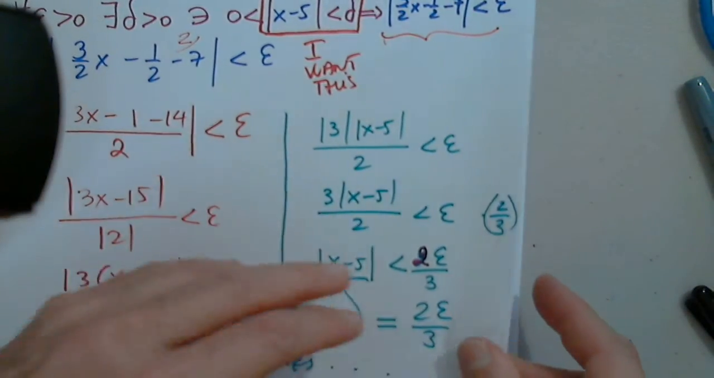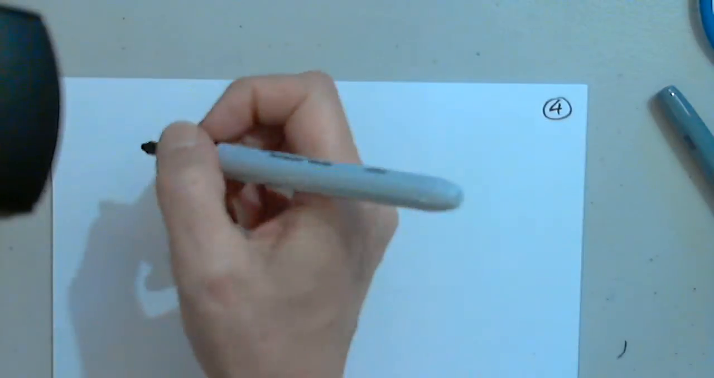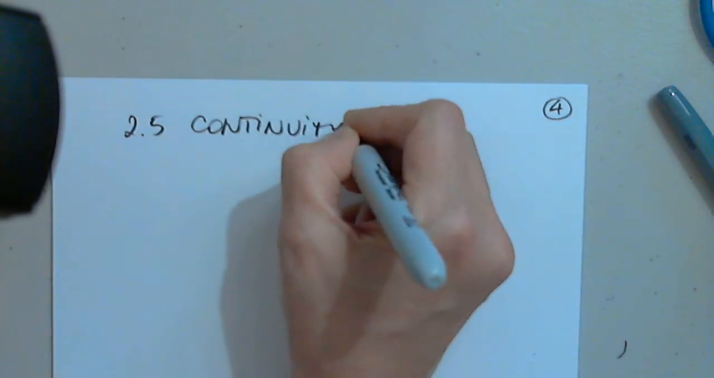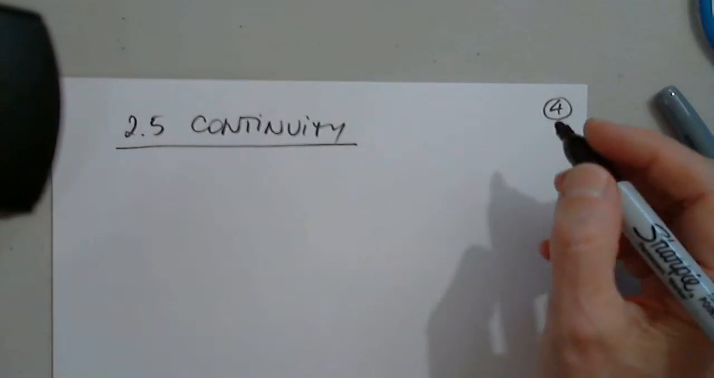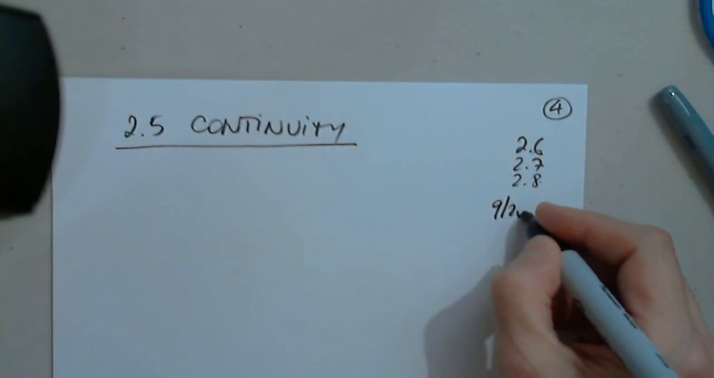Okay, so let's continue now with 2.5. That's my page 4. And that is continuity, 2.5. So what is left from this chapter is 2.6, 2.7, and 2.8, assuming we are able to finish 2.5 today. We have an hour to talk about continuity. We'll see.